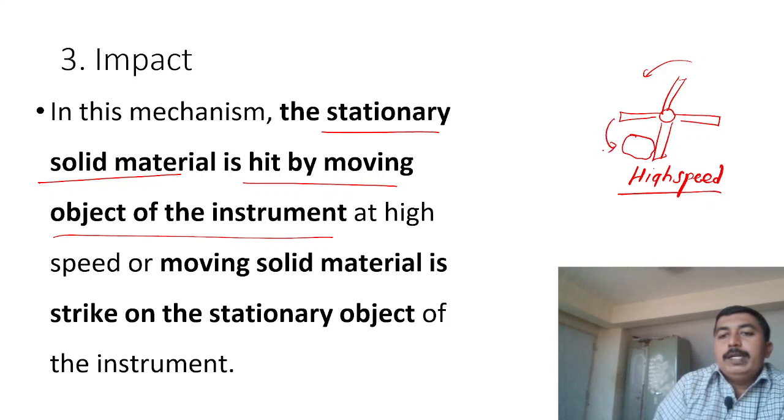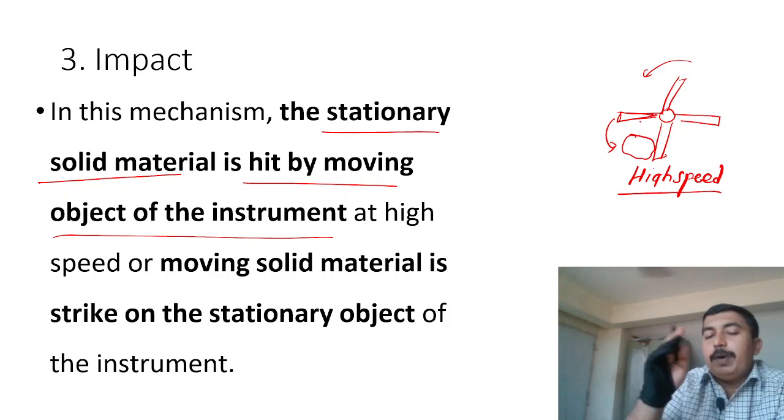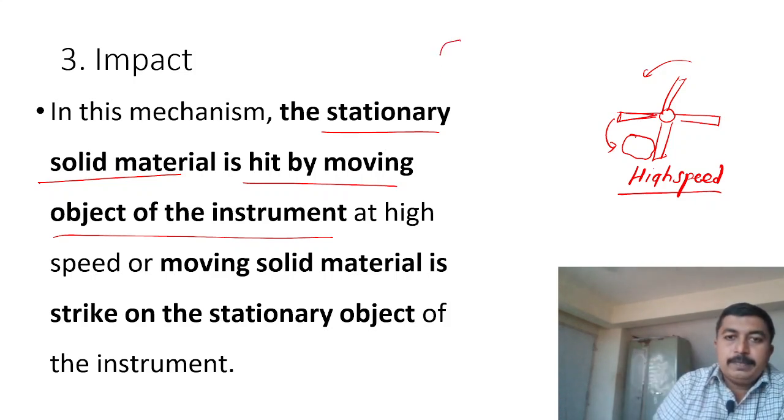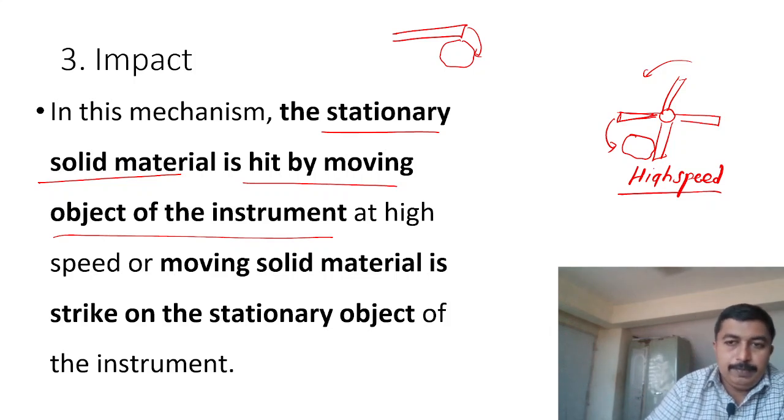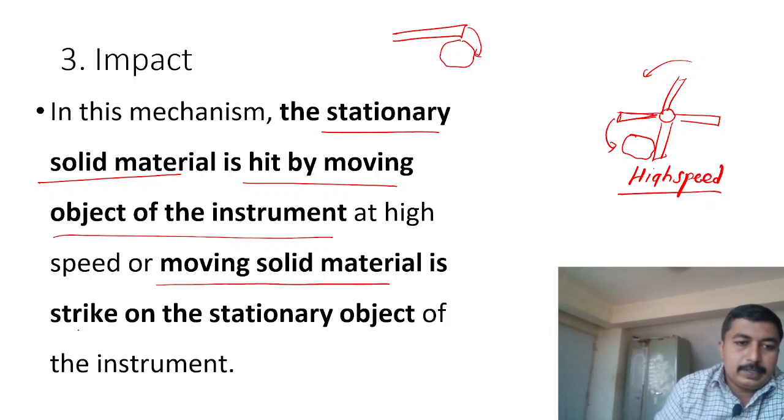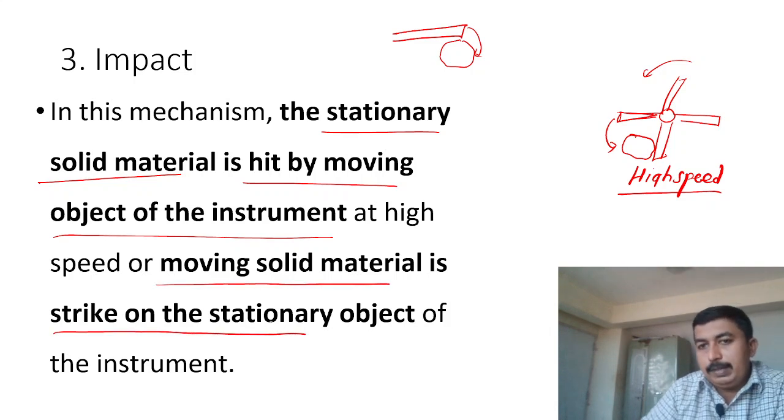This high speed rotation of the hammer wheel results in the high speed hammers hitting the powder particle. Basically, if I have a powder particle and this is the hammer, the hammer hits the powder particle and results in a breakdown of the powder particle. This is the first condition. The second condition is a moving solid particle striking a stationary object of the mill.